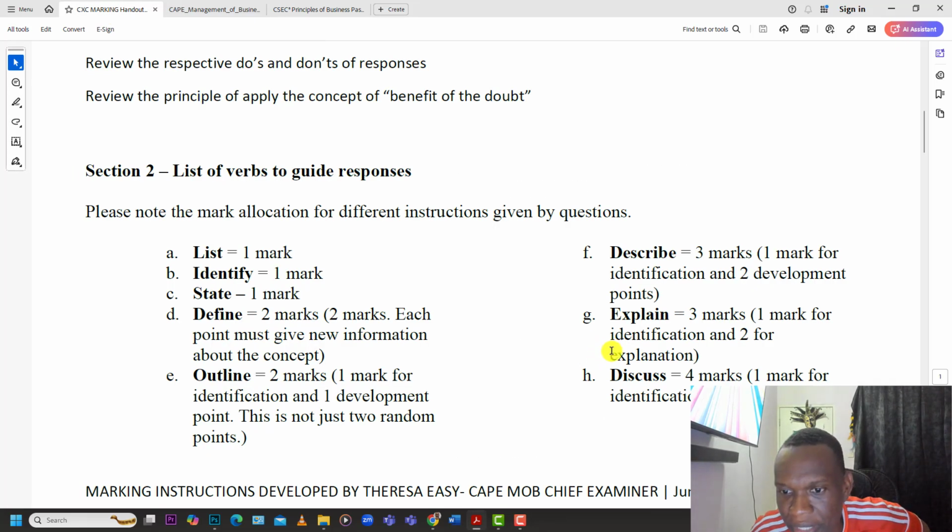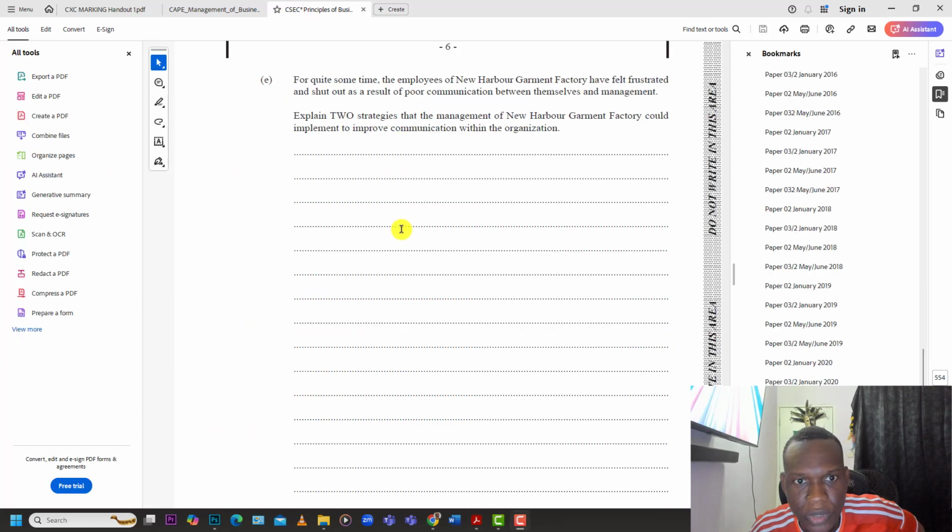Then we have explain, 3 marks. How does explain work again? 1 mark for identification and 2 marks for explanation. So looking at this POB question here: explain 2 strategies that the management of New Harbor Garment Factory could implement to improve communication within the organization.